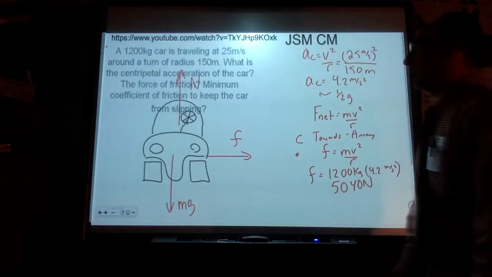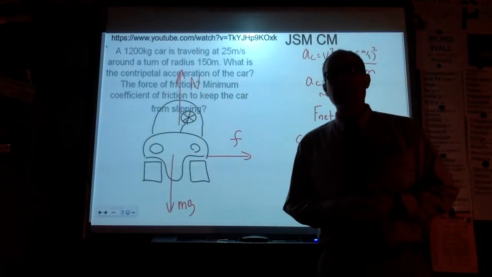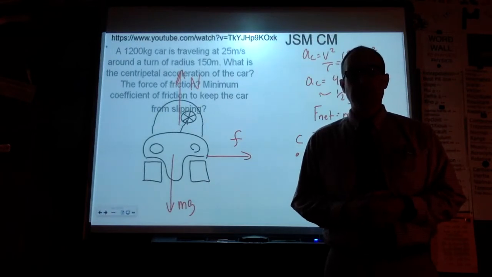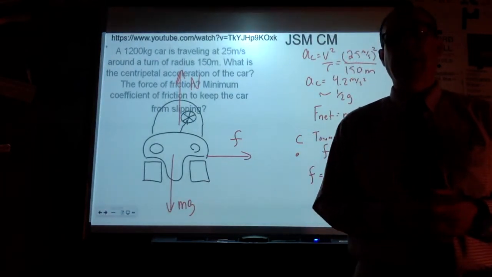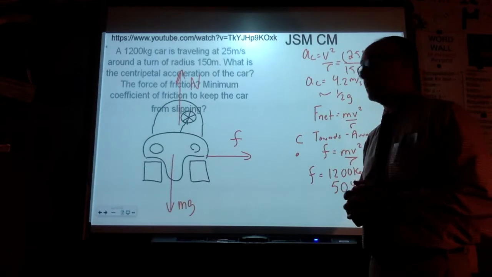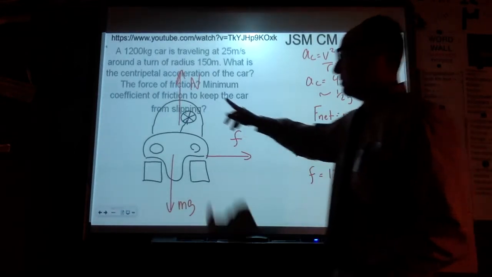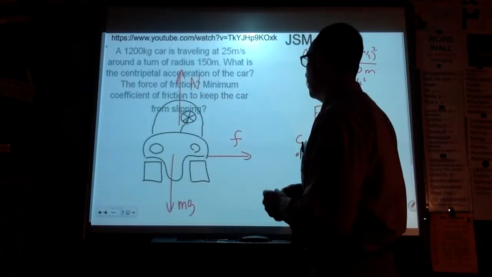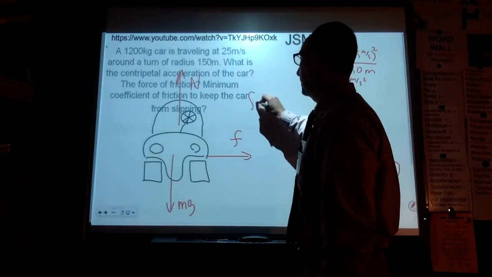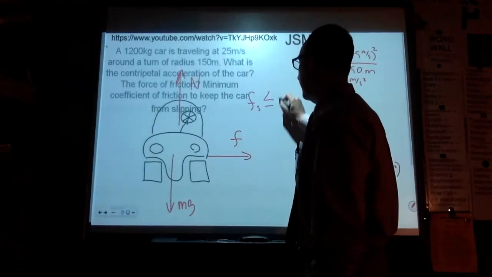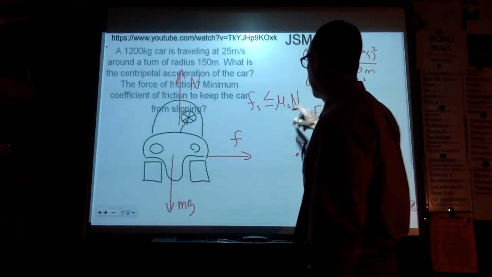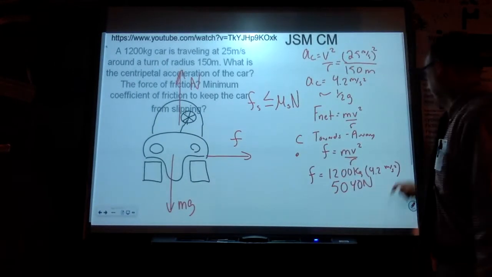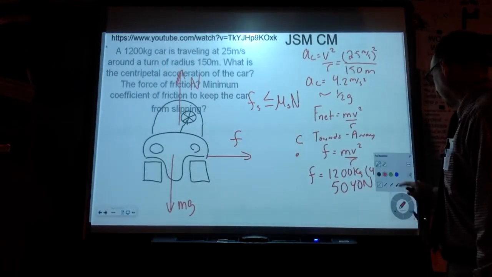All right, now the question is, what does the minimum coefficient have to be? Because friction's only as much as it has to be when it's static friction. This is static friction, it's not slipping. So in that case, I need to look at the normal because I know that the static friction is less than or equal to mu n.